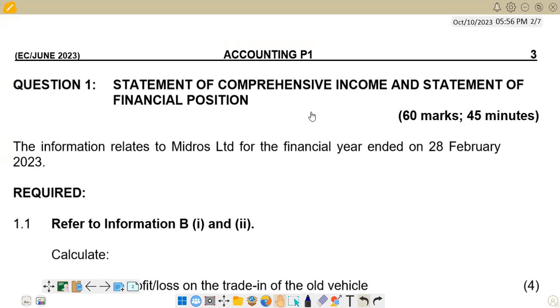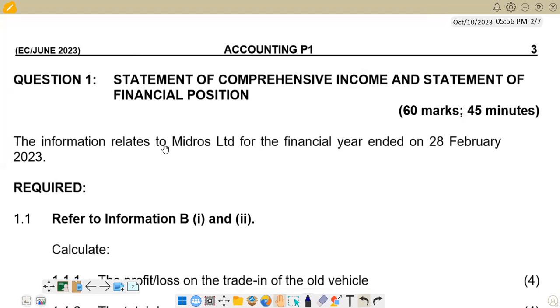We have a question here from June 2023. The question is on the statement of comprehensive income and the statement of financial position. It reads: the information relates to Midrose Limited for the financial year ended on 28th February 2023. Then in the required part, 1.1 says refer to information B1 and 2 and calculate.